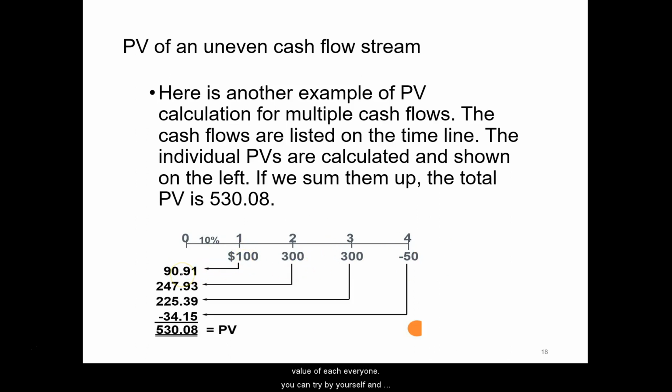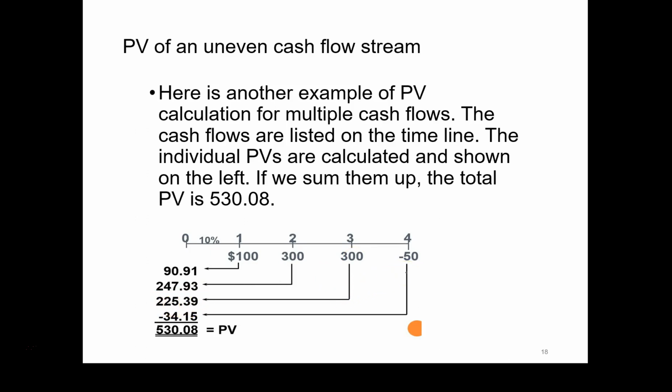You can try by yourself and see, for example, the first one, the $90.91 is actually $100 divided by 1 plus 10% to the power of 1. The present value of the second one, $300 divided by 1 plus 10% to the power of 2. You should get $247.93. This is to discount for 3 years, so 300 divided by 1 plus 10% to the power of 3. You should get $225.39.